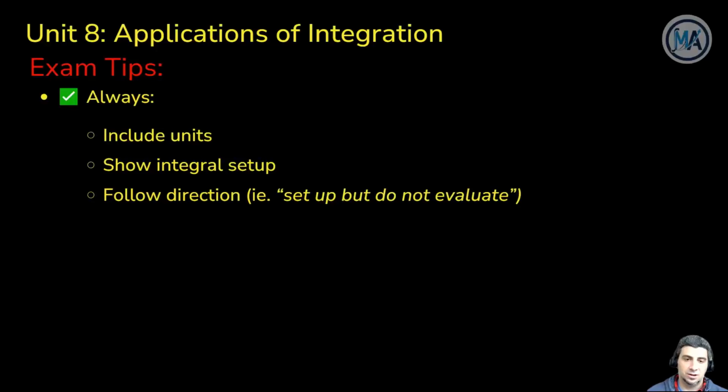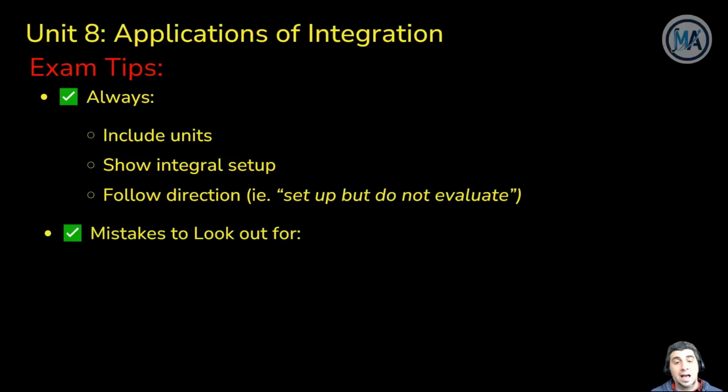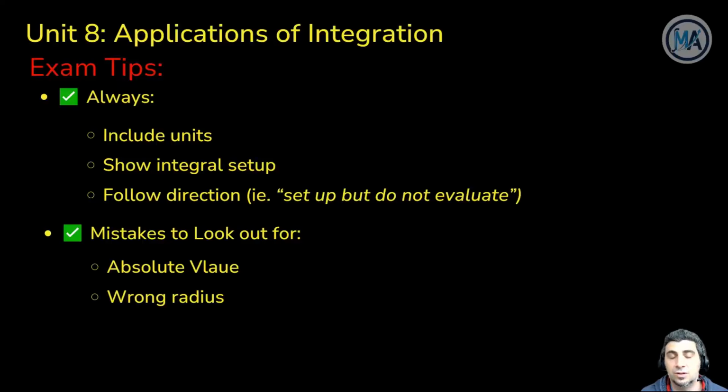A couple common mistakes to look out for are forgetting the absolute value when you're asked to find the total distance traveled of an object. Also, look out for using the wrong radius on volume problems. Another thing is mixing up with respect to x or with respect to y. Make sure you understand how to split integrals appropriately.